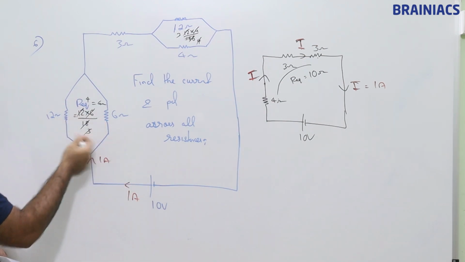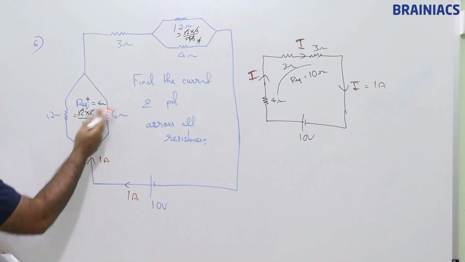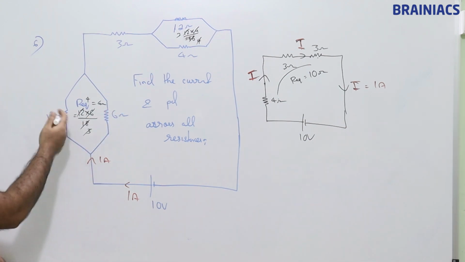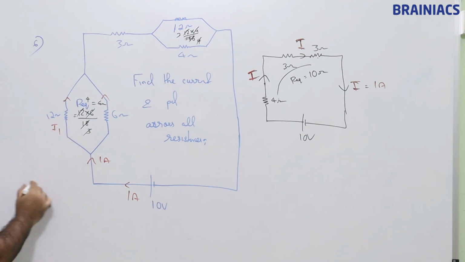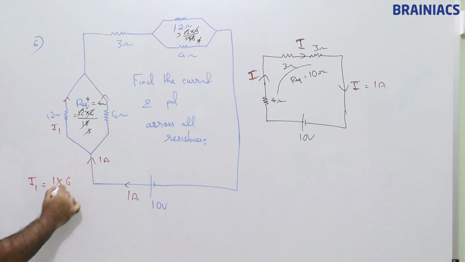So now using the ratio method also we can find, or otherwise we can find the current across I1 and I2. If this is I1, how to find I1? I1 is equal to 1 into the opposite branch resistance, 6, divided by 12 plus 6, which is 18.